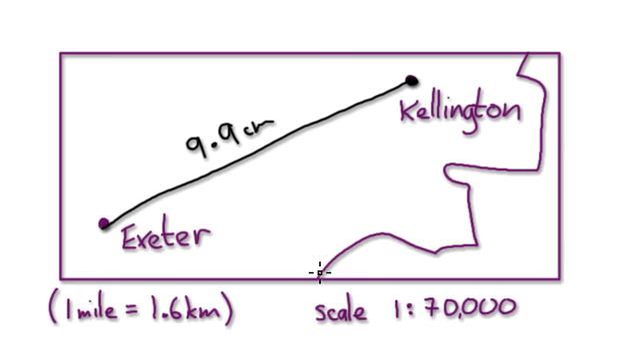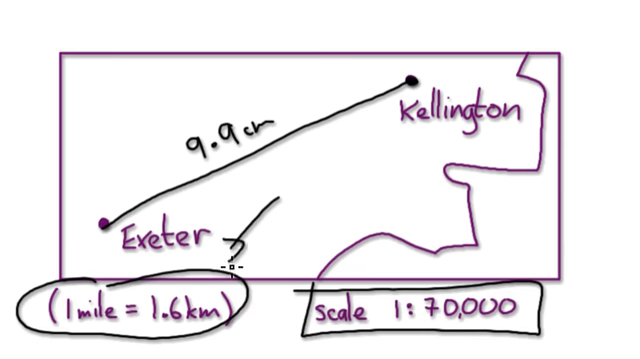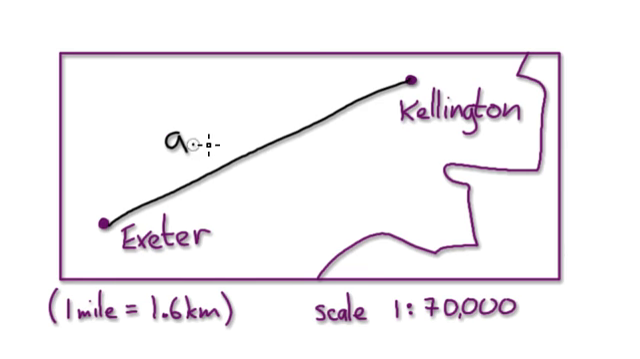So when you're given a map, you will be given the scale, but you won't be given this. So here you would have to look on the internet. Okay, so 1 mile equals roughly 1.6 kilometers. Well, I want to know the distance between Killington and Exeter in real life in miles. So this distance here is 9.9 centimeters, and I want you to express the real-life answer in miles. So press pause and have a go.